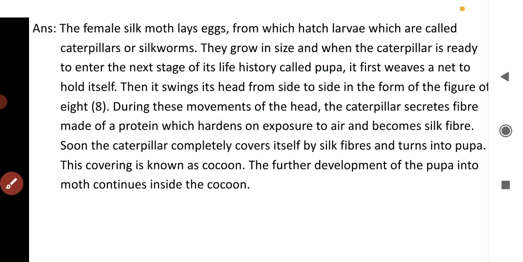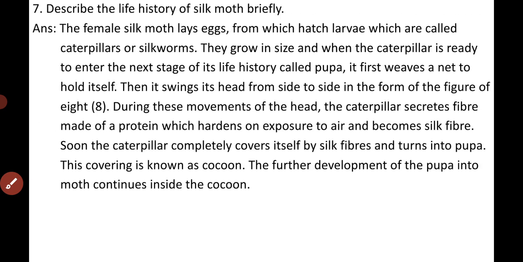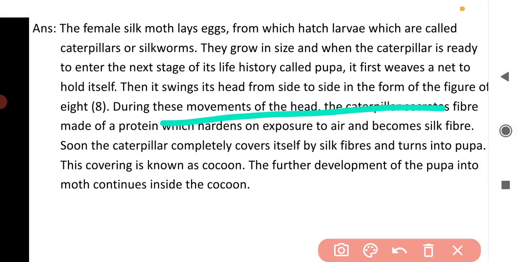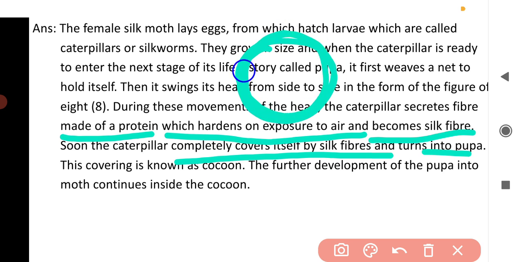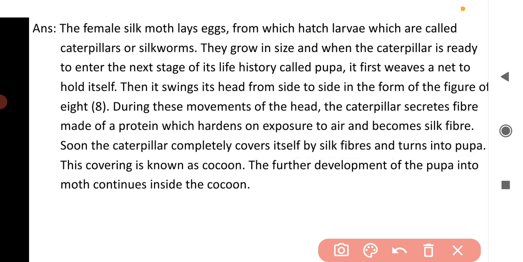During these movements of its head, the caterpillar secretes fiber, which is made up of a protein which hardens on exposure to air, and it becomes silk fiber. Soon the caterpillar completely covers itself by silk fibers and turns into pupa. This covering is known as cocoon.